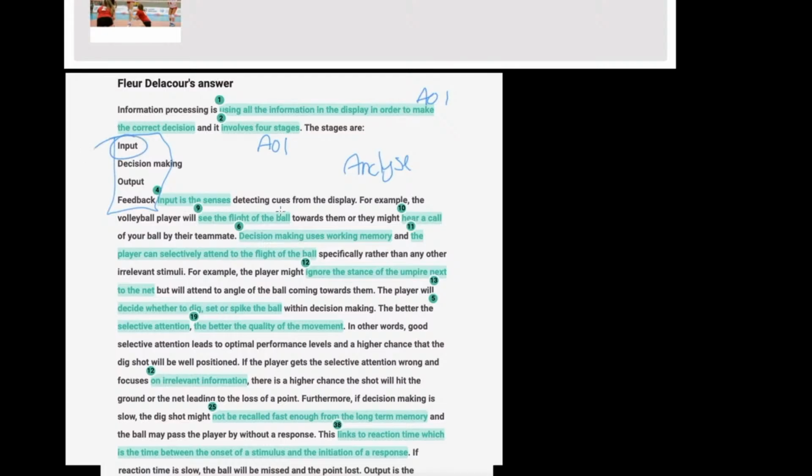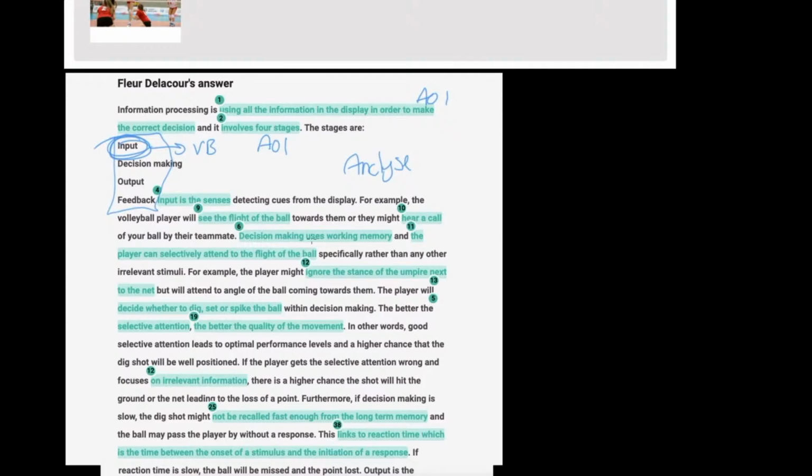Input is the senses detecting cues from the display. For example, the volleyball player will see the flight of the ball towards them, and they might hear a call of "your ball" by their teammate. So all I've done there is I've taken this and I've said how that relates to volleyball. What would be the input for a particular skill?